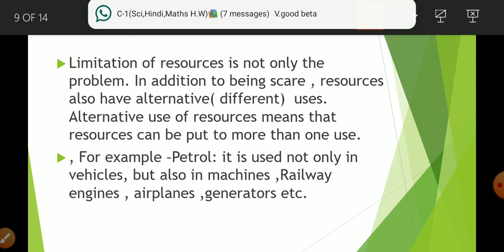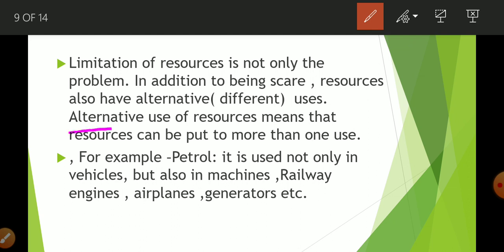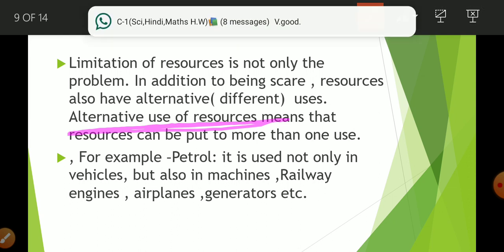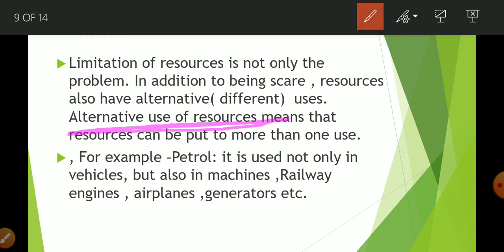they can be put into alternative uses. Okay, that means if you talk about any natural resources, land, labor, capital, entrepreneur or your family income, there is not only one use; we can make use of money in different ways. Here I have taken the example of petrol. Petrol is not only used in vehicles, it is also used in machines, railway engines, airplanes, and generators also. In this way the commodity petrol is one, but we can use it in many ways.